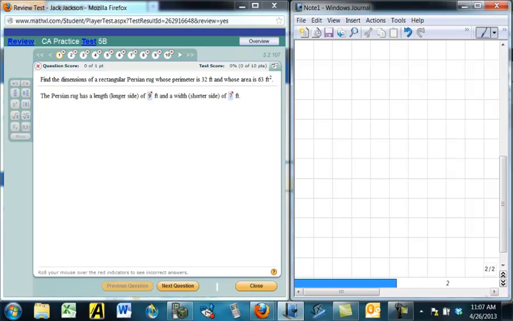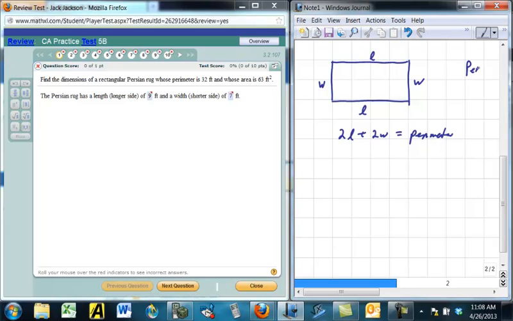Find the dimensions of a rectangular Persian rug whose perimeter is 32 feet and whose area is 63 square feet. So it's a rectangle, so let's sketch it out and see what we know. We have a width and a length here, and of course the length here and the width here. So 2 lengths plus 2 widths has got to be the perimeter.